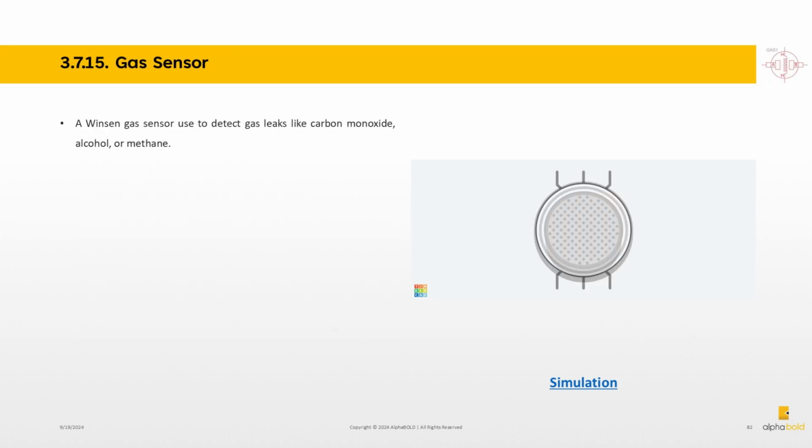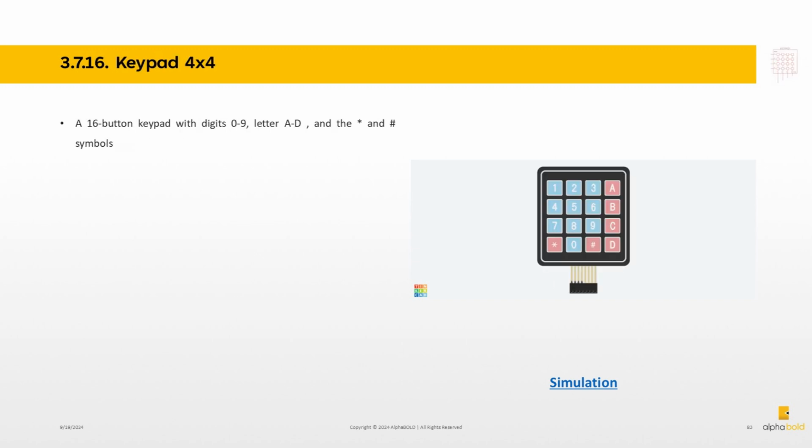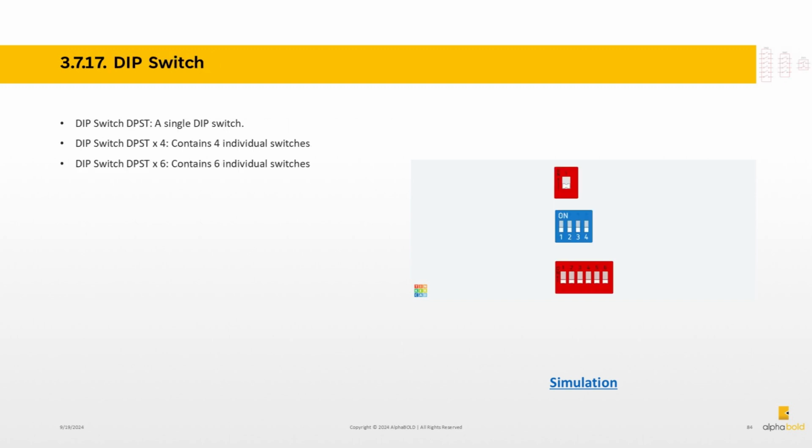A Windson gas sensor used to detect gas leaks like carbon monoxide, alcohol, or methane. Keypad 4x4, a 16-button keypad with digits 0 to 9, letters A to D, and the asterisk and hashtag symbols. Dip switch DPSD, a single dip switch. Dip switch DPSD-X4 contains 4 individual switches. Dip switch DPSD-X6 contains 6 individual switches.